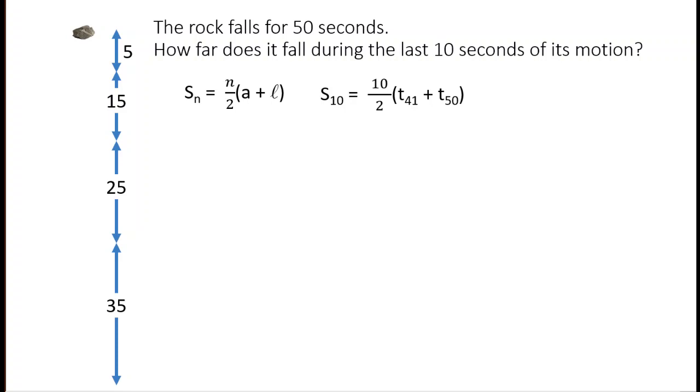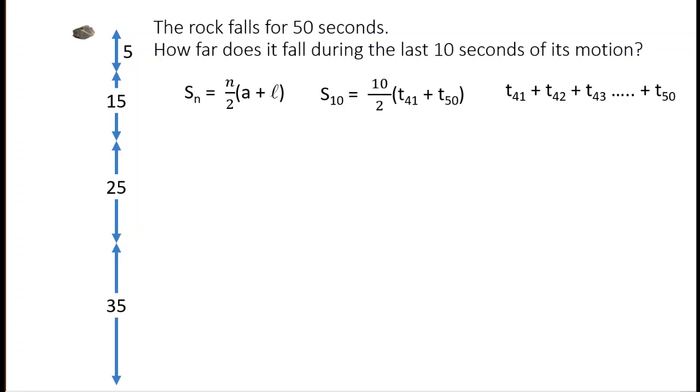So what I need to work out is the value of T41. That'll be how far the rock falls during the 41st second. I need to add that to how far it falls during the 42nd second, then add that to how far it falls during the 43rd second, and so forth. And finally, I'll have to add how far it falls during the 50th second.